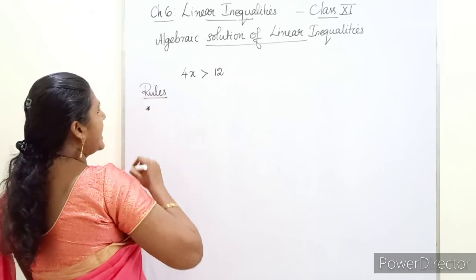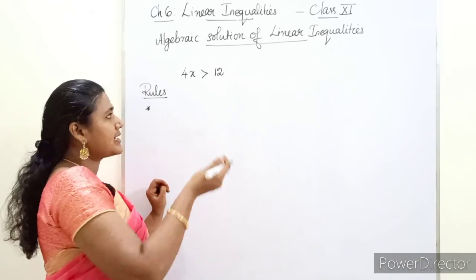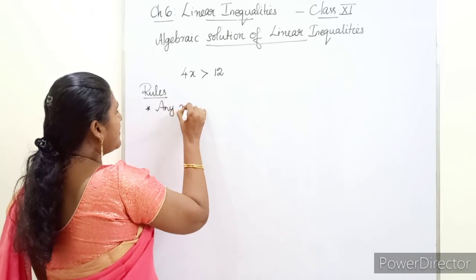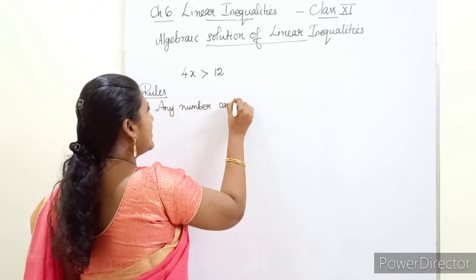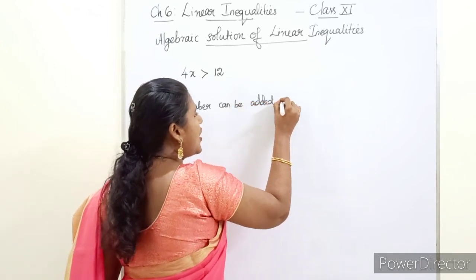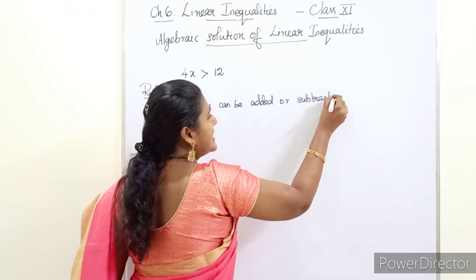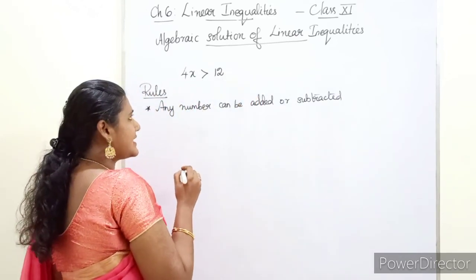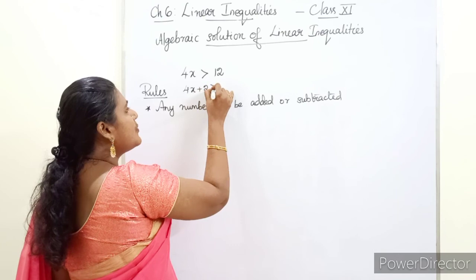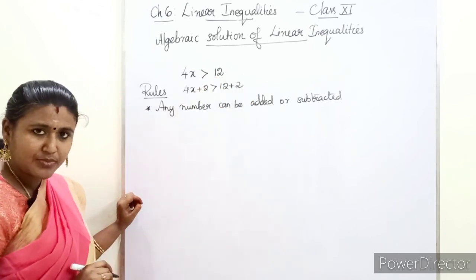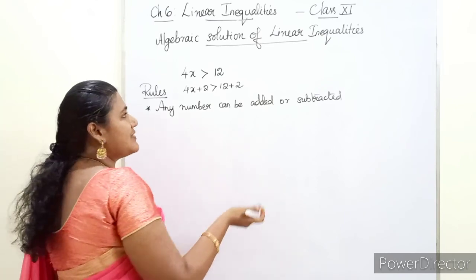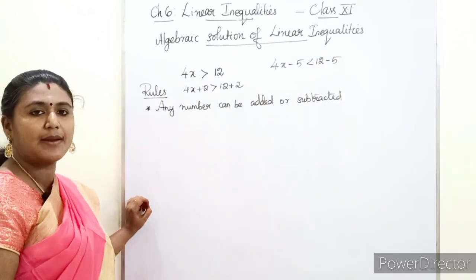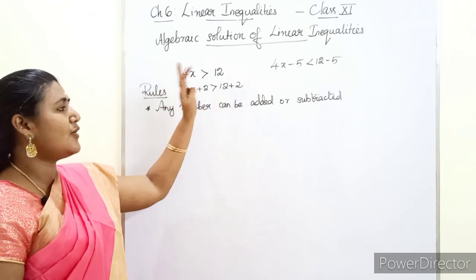The first rule is that any number can be added or subtracted from both sides of the inequality. This is the first rule. For example, our inequality is 4x > 12. I can add 2 on both sides of the inequality. This is possible, or I can even subtract also. I can subtract -5 on both sides of the inequality. So any number can be added or subtracted from both sides of the inequality.